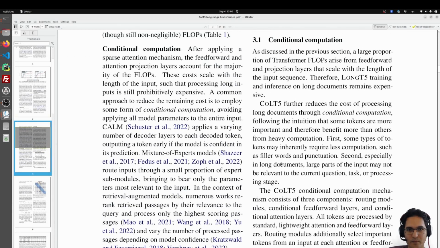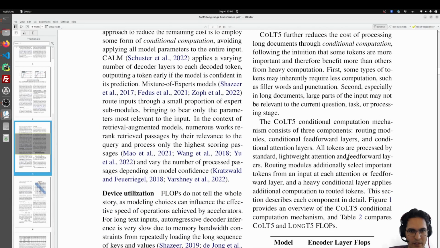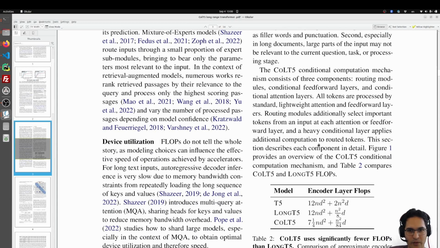It said ColT5 reduces the cost of processing long documents through conditional computation, following the intuition that some tokens are more important and therefore benefit more than others from heavy computation. First, some types of tokens may inherently require less computation, such as filler words and punctuation. Second, especially in long documents, a larger part of the input may not be relevant to the correct question, task, or processing stage. This is what we discussed.